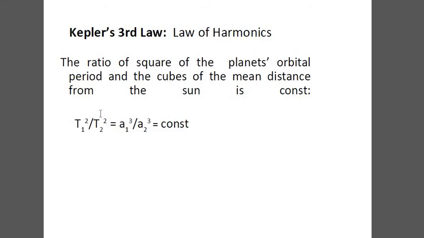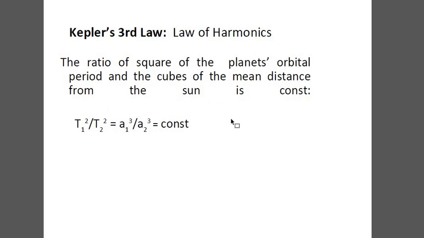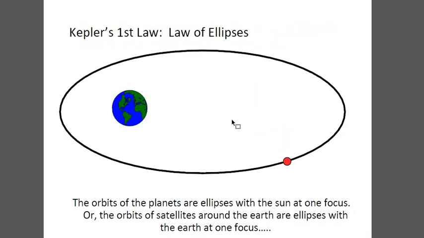So T1 square by T2 square is equal to A1 cube divided by A2 cube, and that should be equal to a constant. This is your Kepler's third law. So altogether we have the three laws. First is Kepler's first law, the law of ellipses. So your orbit will be in elliptical form.